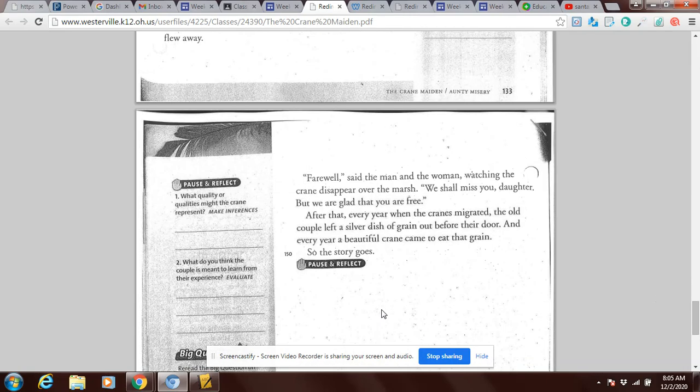"Farewell," said the man and the woman, watching the crane disappear over the marsh. "We shall miss you, daughter, but we are glad that you are free." After that, every year when the cranes migrated, the old couple left a silver dish of grain out before their door, and every year a beautiful crane came to eat that grain. So the story goes.